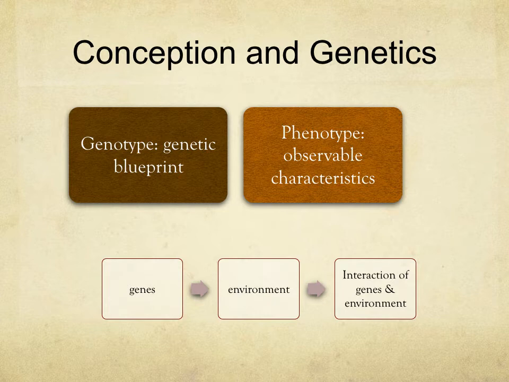So one of the simplest sets of rules that we're going to talk about is the dominant-recessive pattern, in which a single dominant gene strongly influences the phenotype. Let's go ahead and do that.